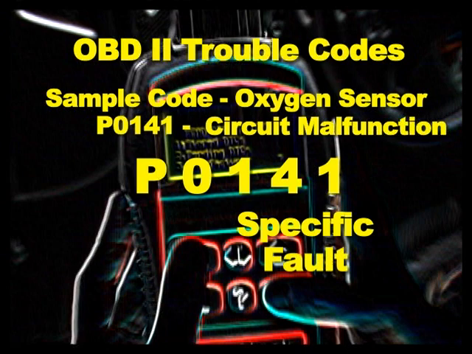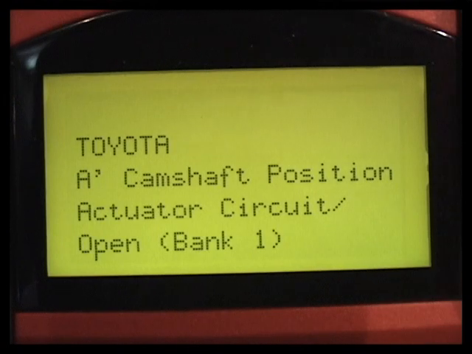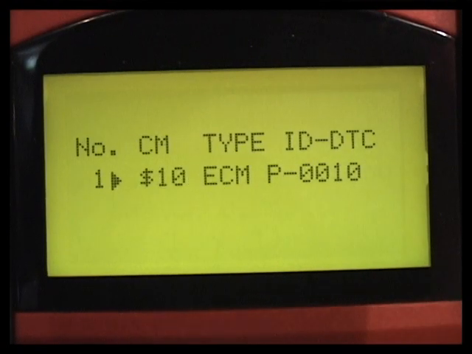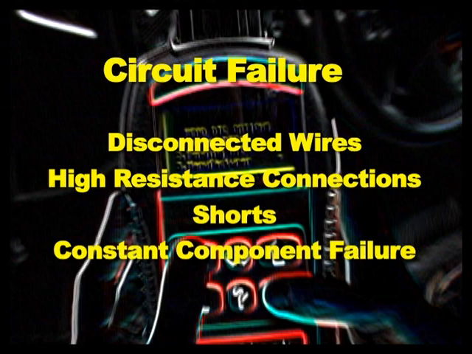OBD2 trouble codes can be broken down into 4 general categories. A general circuit failure means the circuit or component has either no output or has a fixed value which is out of specs. This is the most severe and easy to locate failure. It is caused by disconnected wires, high resistance connections, shorts, or a component constantly operating out of parameter.